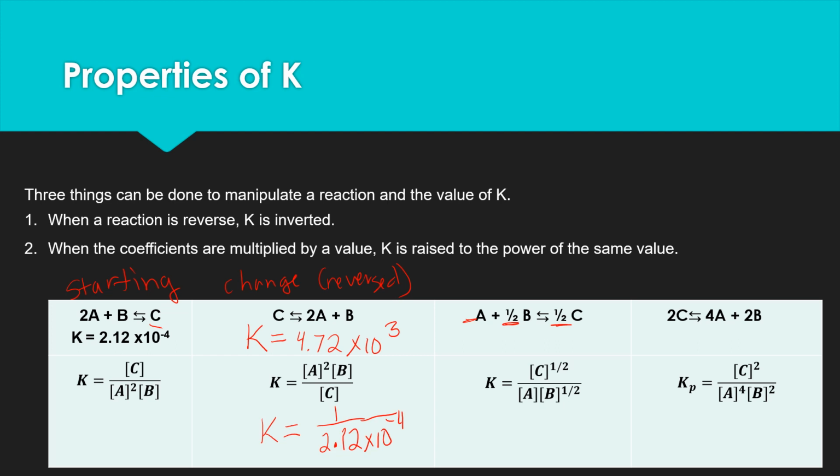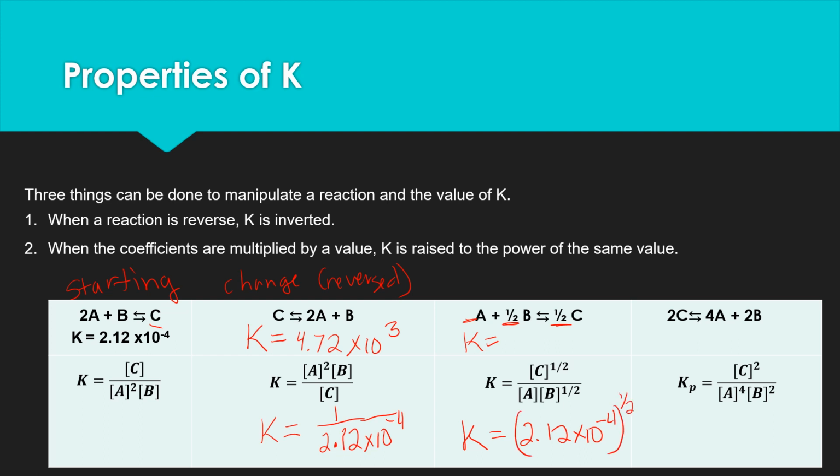Down below, we still have our product C on the top, A and B are reactants on the bottom. However, their exponents have changed. A has gone from being an exponent of 2 or squared to having an exponent of 1. C and B have gone from having an exponent of 1 to 1/2. So when that happens, everything is being raised to that smaller power, to that 1/2 power. So how do we find K? We're going to take our K value, our original one, 2.12 times 10 to the -4th, and we are going to raise it to that 1/2 power.